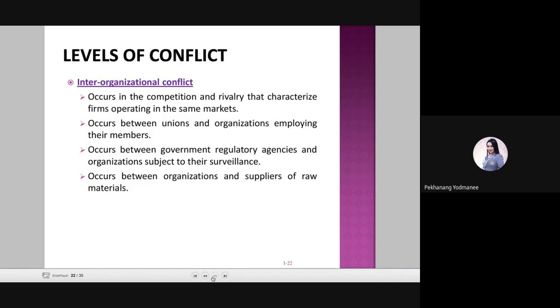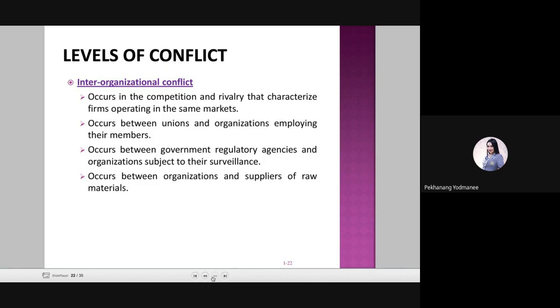But current day inter-organizational conflict is very important too, because it occurs in the competition and rivalry that characterize firms operating in the same markets, occurs between unions and organizations employing their members, occurs between government regulatory agencies and organizations subject to their surveillance, occurs between organizations and suppliers of raw material.